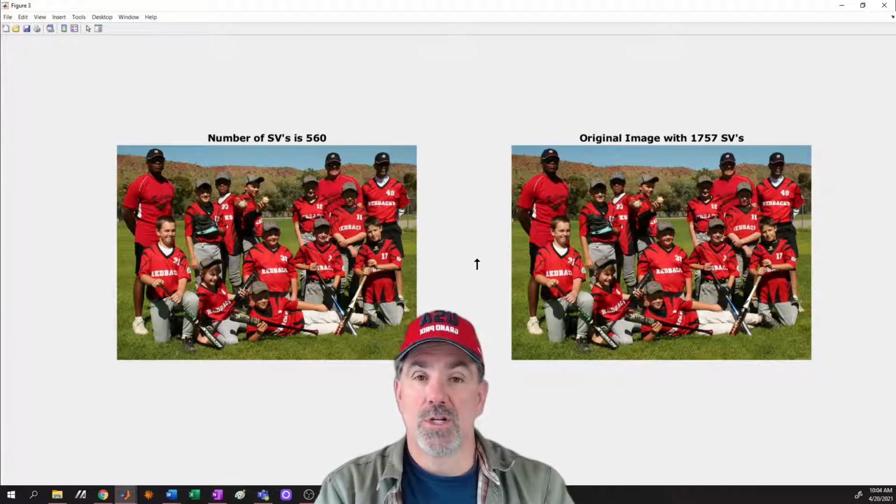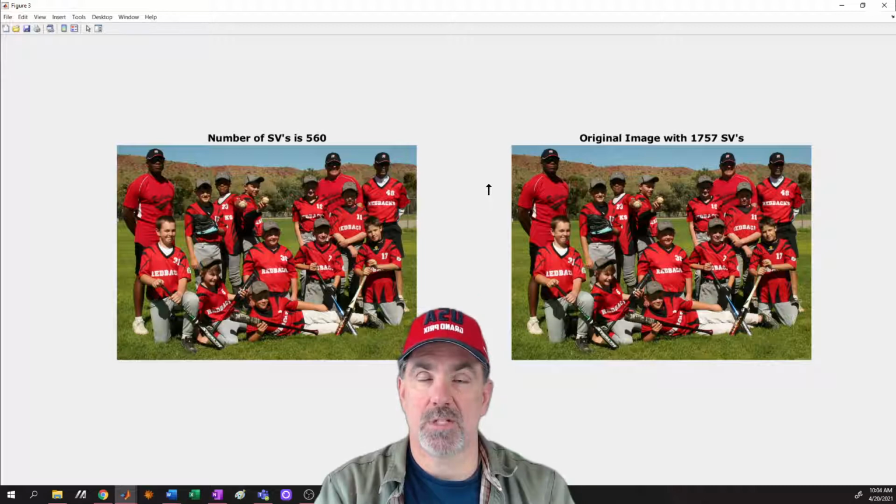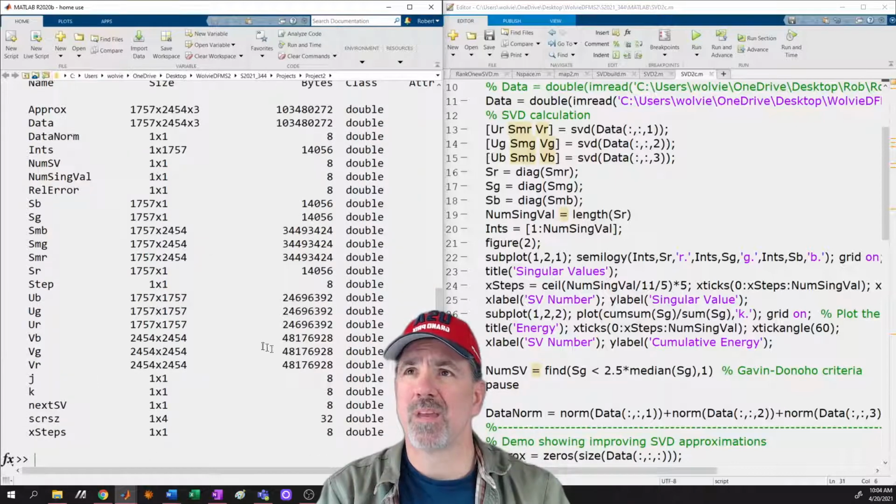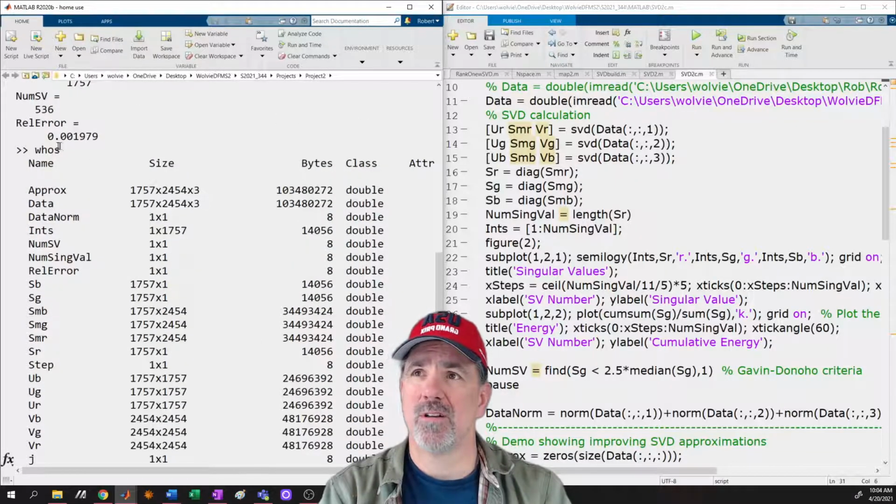All right, so that's what I wanted to show you: this idea of the image compression is not something that's just related to black and white images. This was, again, a question that somebody asked on Friday. Let's just quickly take a look at the who's here. You will see the relative error. I did calculate the relative error for the color image, and it's right here at about 0.2%.